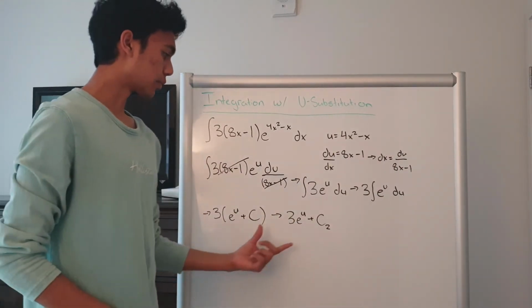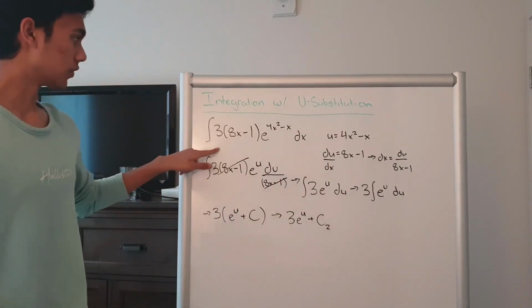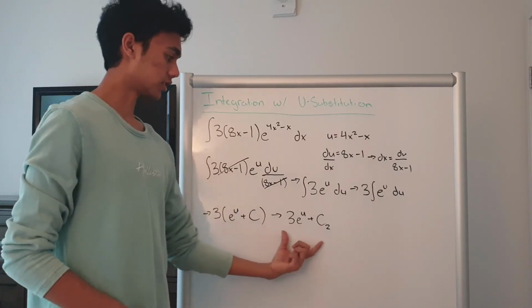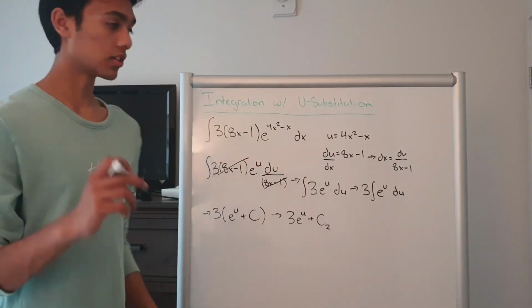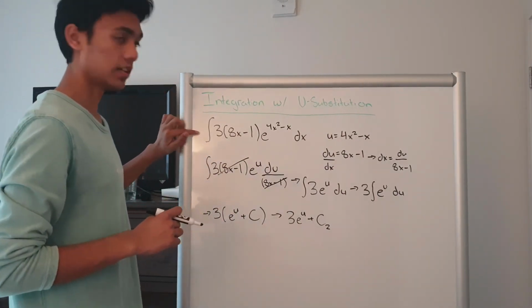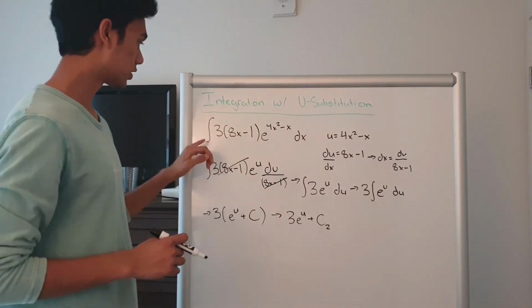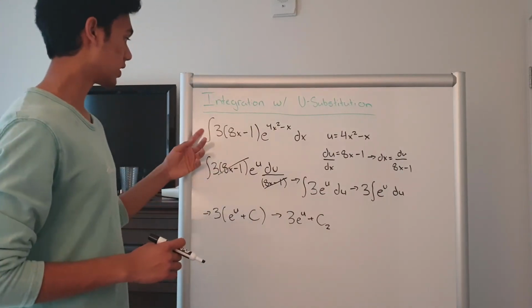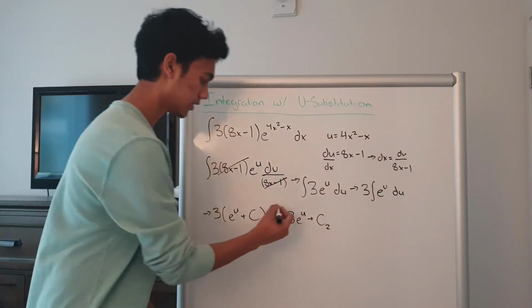And so with this, we were able to take the integral of this pretty complicated function and simplify it down to just this. Now it's important to note here that if this wasn't an indefinite integral, then you would have to change the bounds in terms of u. But since this was an indefinite integral, we didn't have to worry about that, and this is our final result.